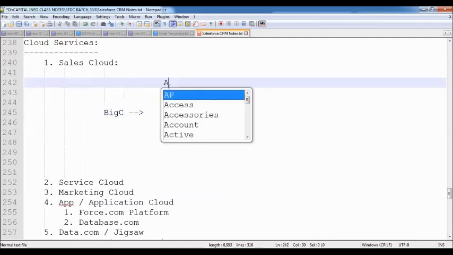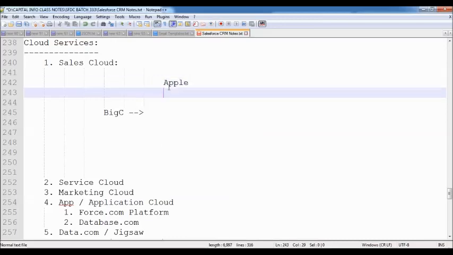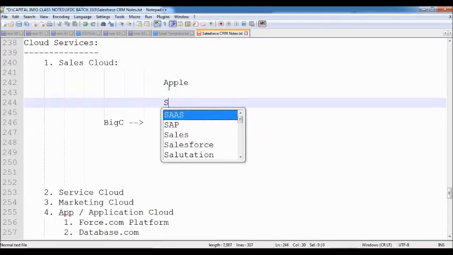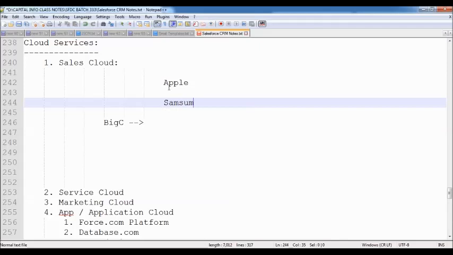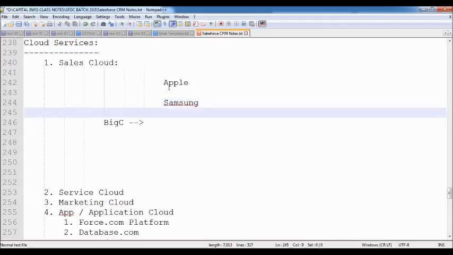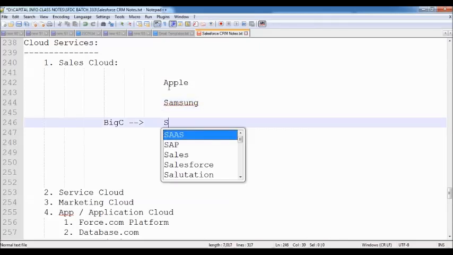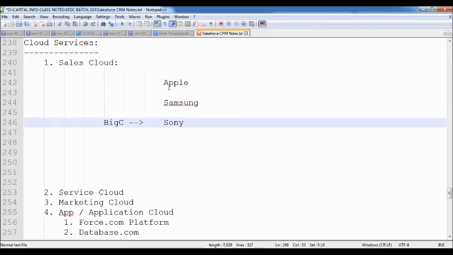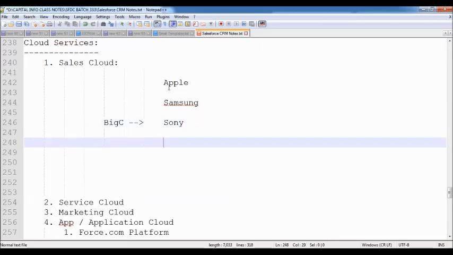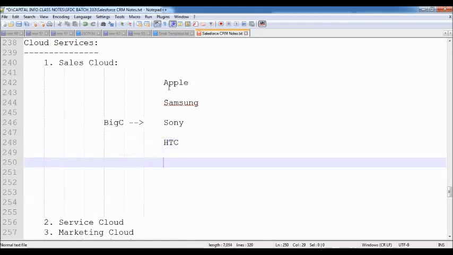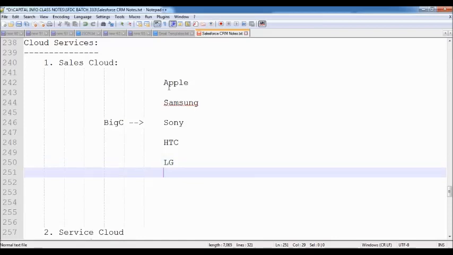Like they're selling the products manufactured by Apple, that means iPhones. They're selling the products manufactured by Samsung, and by the Sony Corporation. They're selling the mobile products manufactured by HTC and then LG. Like that, so many mobile manufacturers are available, and these people are going to be selling the products from all the different mobile manufacturers.